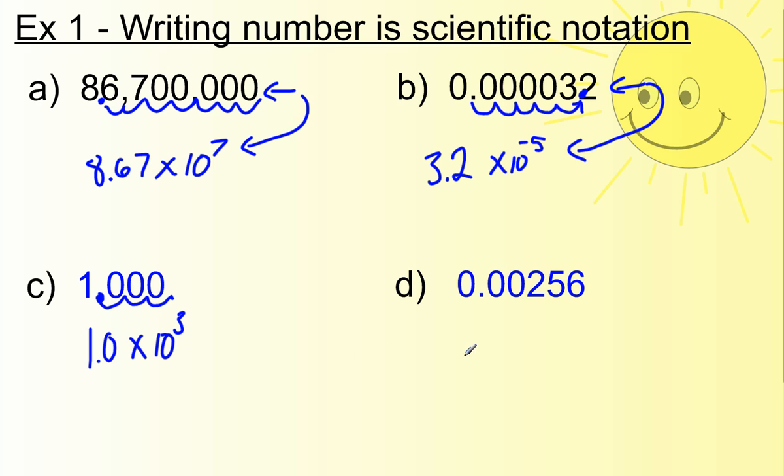Letter D. I want the decimal to be here, because that gives me a number with 1 number in front of the decimal. So 2.56 times 10, it's always times 10, to some power. So let's see. 1, 2, 3. But because I started with a very small number, my exponent is going to be small, negative. In letter C, I started with a big number, so my exponent is a big number, positive.